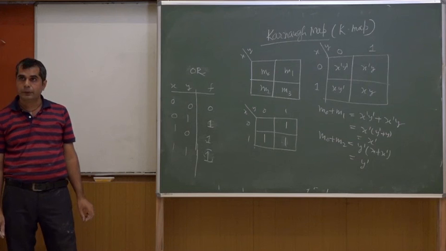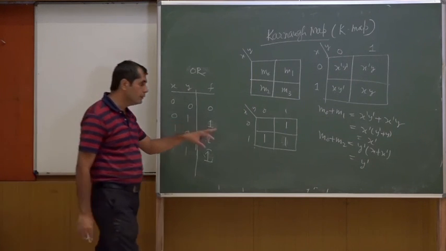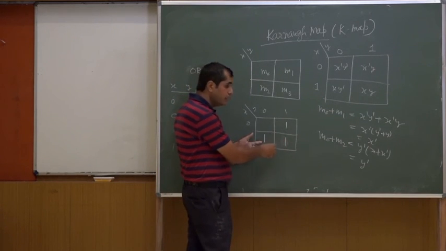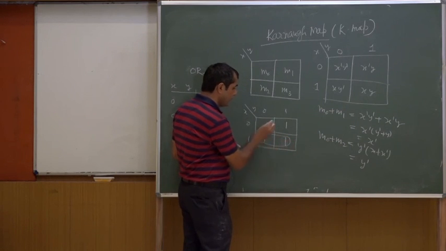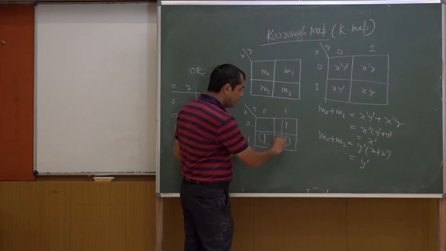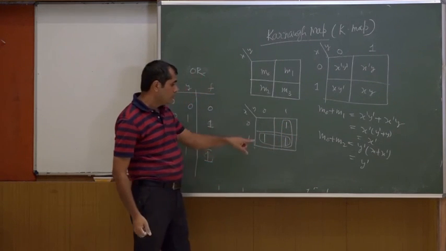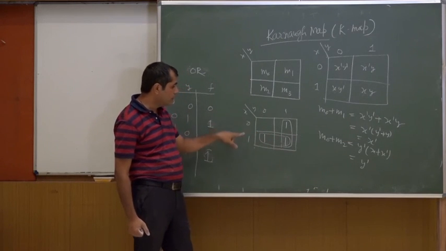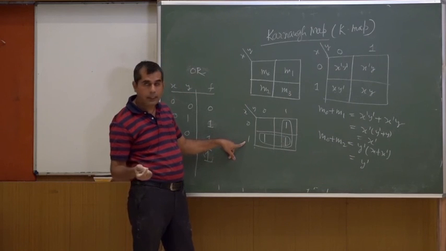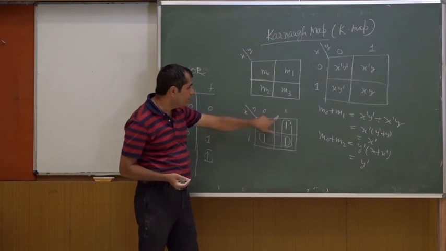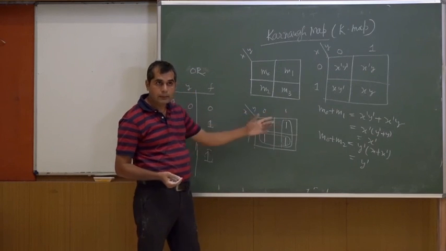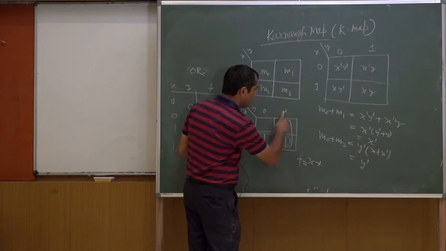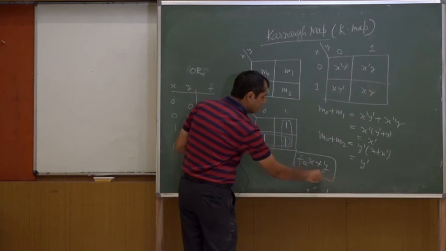Is it clear? Now I can make the group of the ones. Here the two ones are adjacent to each other, make a group here, another one is here, two ones are here, I can make a group here. Okay. So what do these two ones refer to? These two ones refer to x equal to 1, that means x. And what about this column? This column is for y equal to 1. Okay. So finally I can write f equal to x plus y.